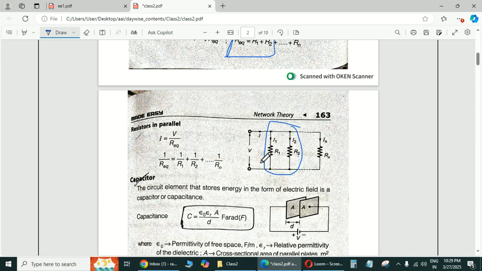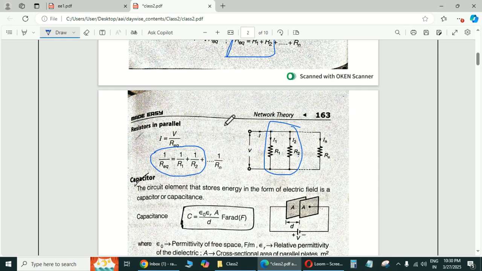Suppose we have to find the current through resistor R1, then I can calculate it by applying Ohm's law. I1 equals the voltage across R1, that is V volt, divided by R1. Similarly, the current in R2 is V divided by resistance R2. Current will be different in parallel connection, but voltage will be the same. And how to calculate the total resistance? 1 by R equivalent equals 1 by R1 plus 1 by R2.